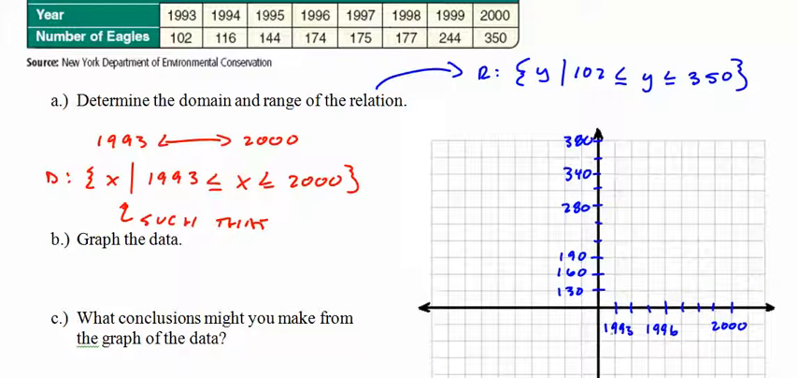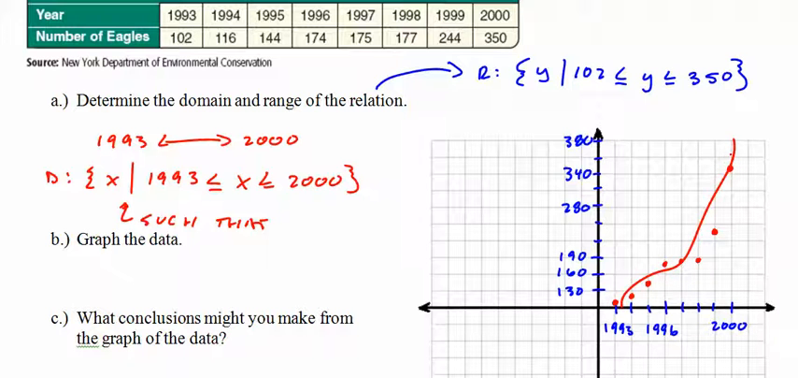So in 1993, I had 102, about there. 116 in 94, about there. 144. Notice I'm ballparking it. I'm not trying to be perfect. Just trying to get a rough idea of what this looks like. Sounds to me like from 96 to 97, they screwed up their measurements. Same thing in 1998. Or they get rid of a predator or something. 244 is about here, and then 350 is about here.